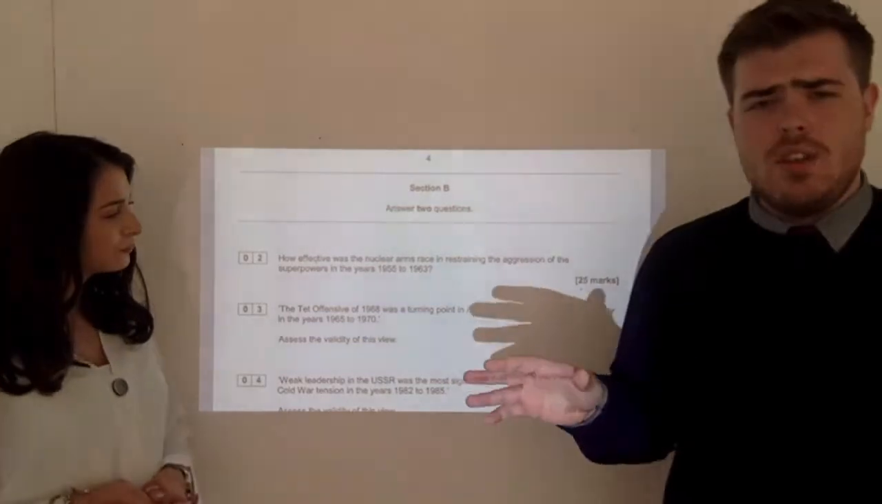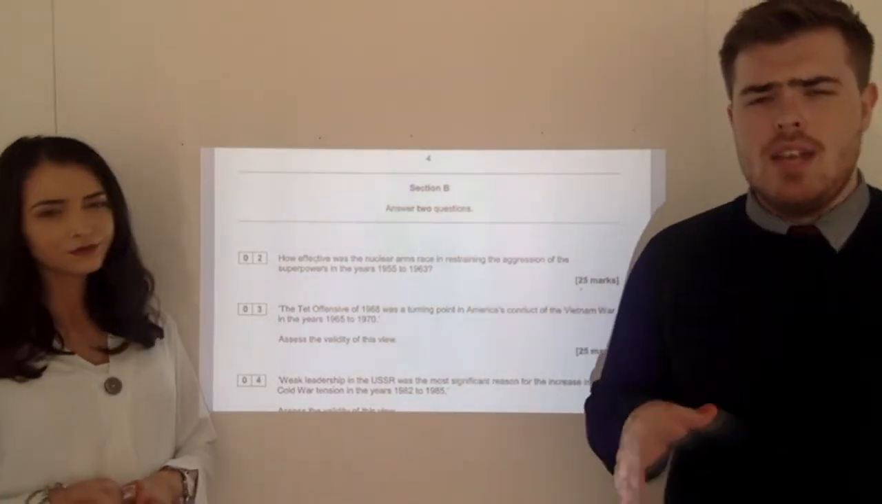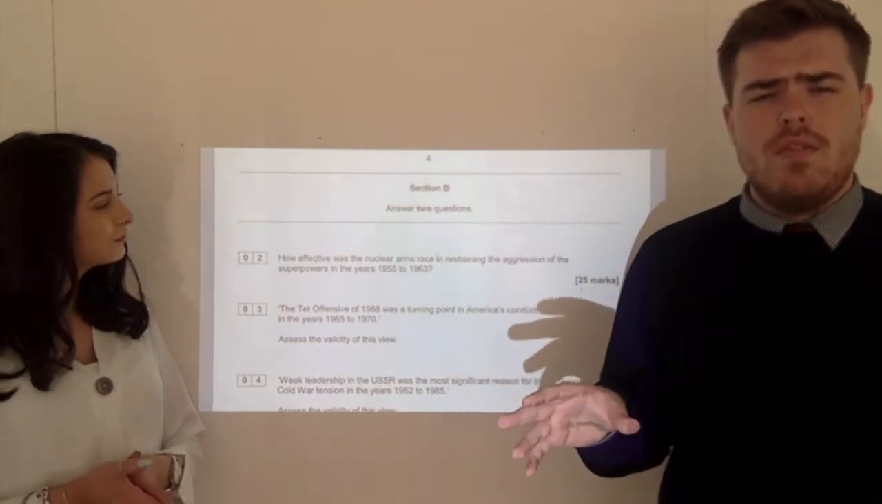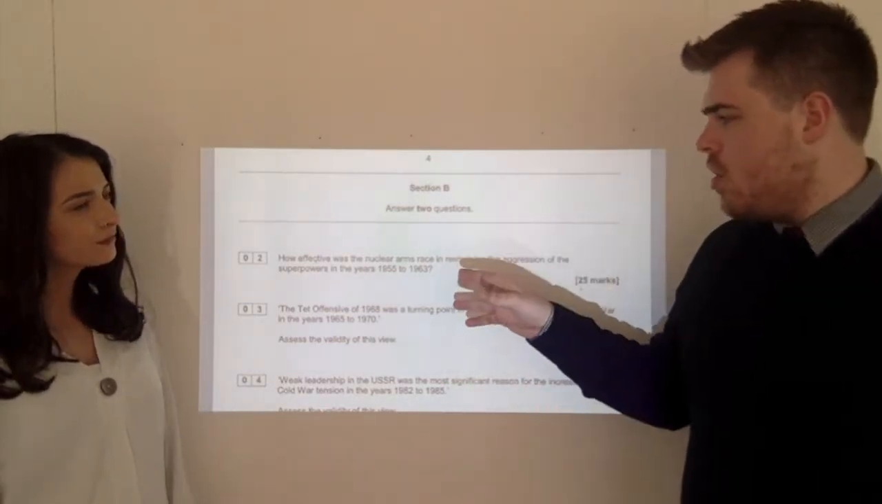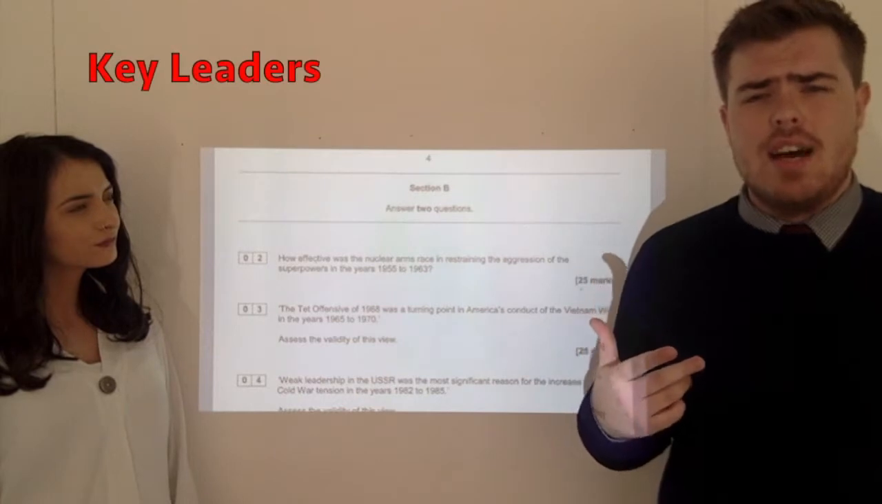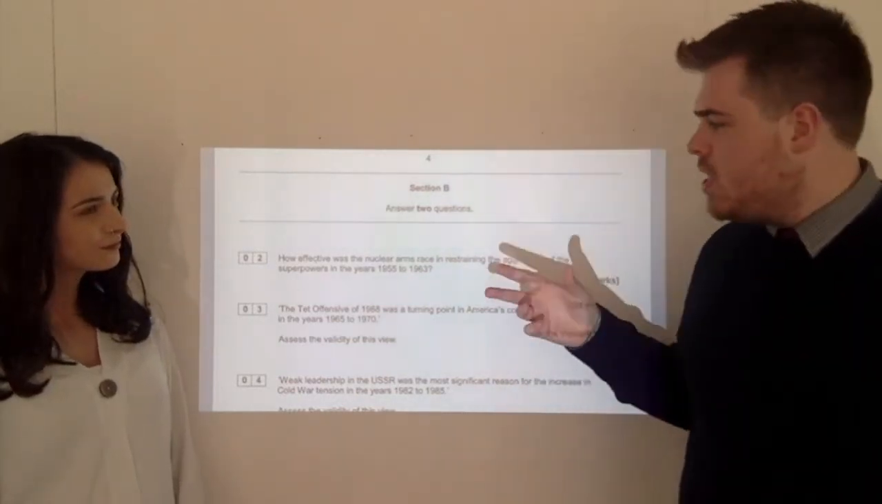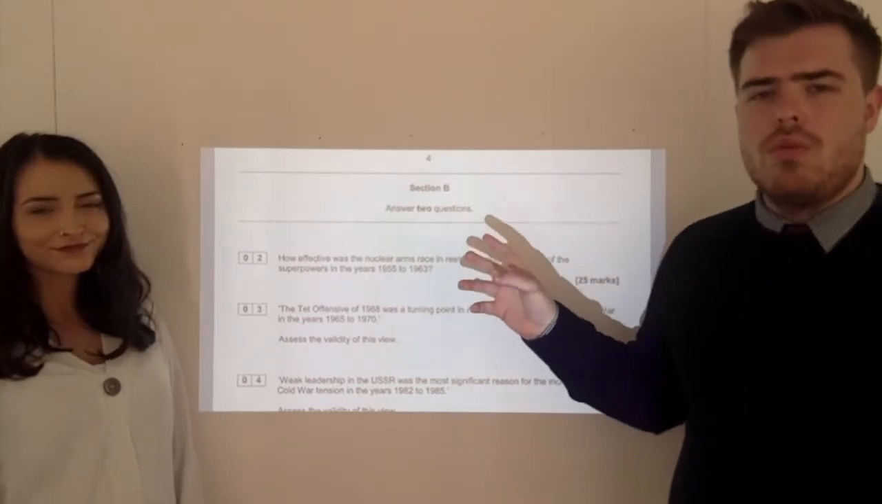In 1962 we have the Cuban Missile Crisis. In 1957 to 58 we have the US and the USSR testing the first ICBMs. And also, you'll be able to know that the key leaders in this time were Khrushchev and JFK. So keeping this in your mind at all times when answering these questions is a really crucial revision technique.